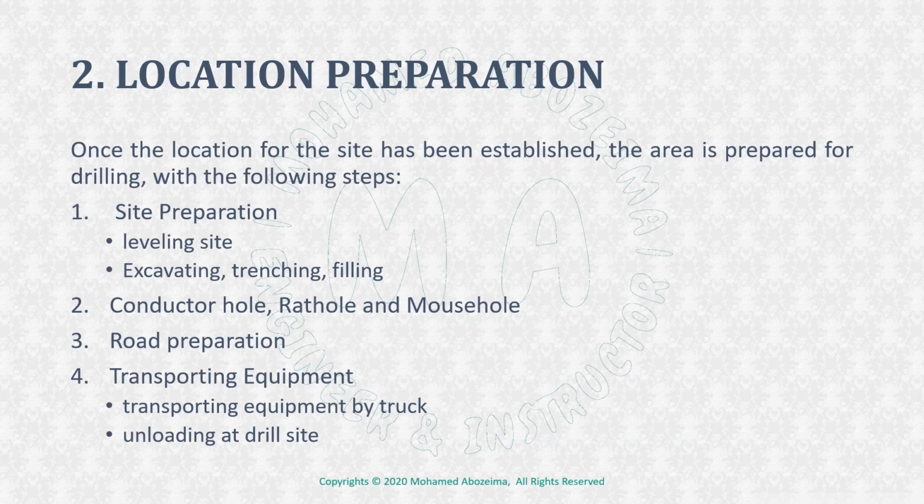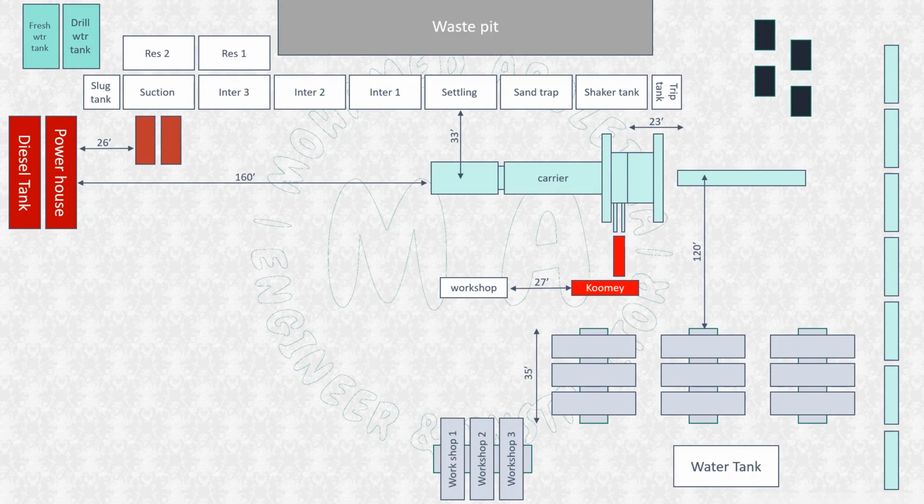Once the well is staked, the location preparation process can start right away. The location preparation process can be divided into 4 main steps. Site preparation, which is divided into leveling, excavation, trenching, and filling, conductor hole, rat hole, and mouse hole drilling, road preparation, and finally transporting equipment to location. We are going to discuss each of them in the next lectures, but I'm going to skip forward now to talk about how the layout discussed in the previous lecture is spotted on location.